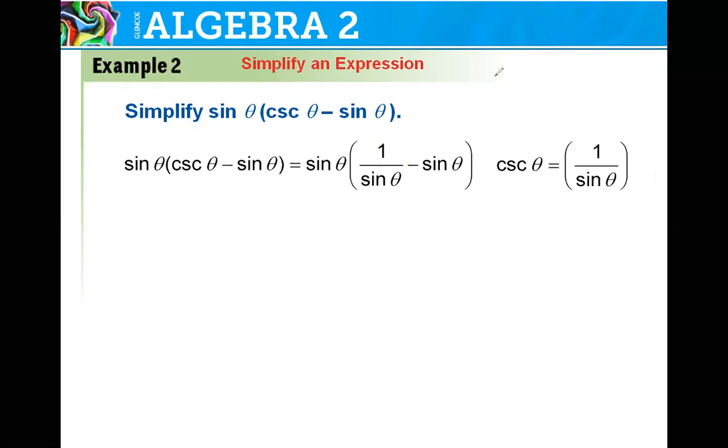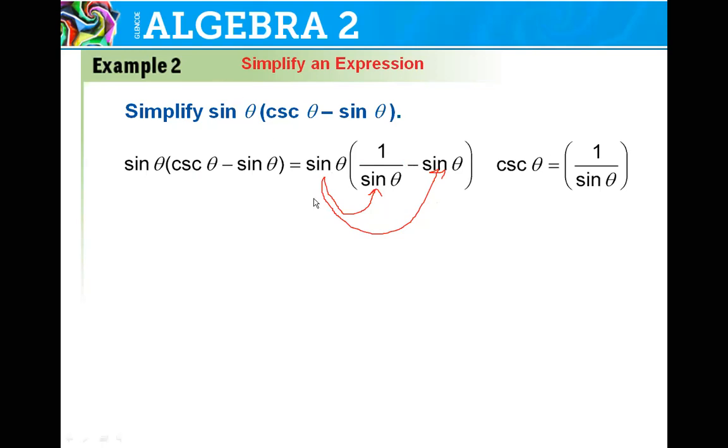Okay, Khalid, so then you can distribute as you said. Sine multiplied by 1 over sine will be cancelled. It will be 1. Excellent, because sine multiplied by 1 over sine equals sine over sine, and any number over itself is equal to 1. And sine theta multiplied by negative sine theta is negative sine squared theta. Excellent. So this is the second step.